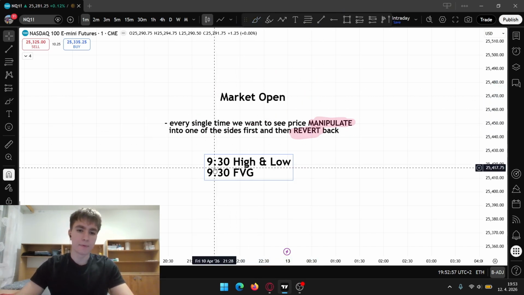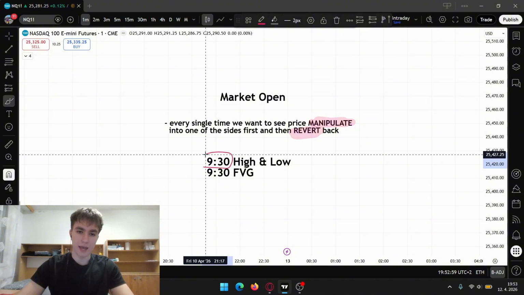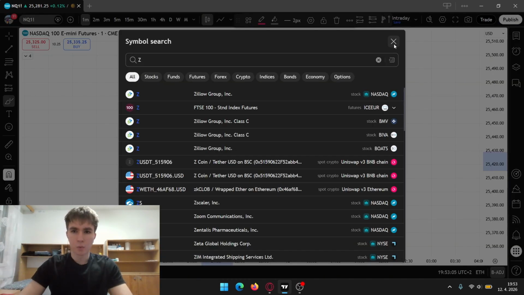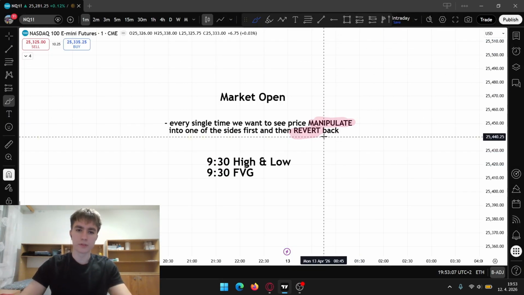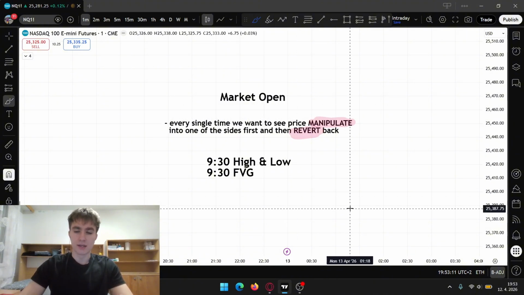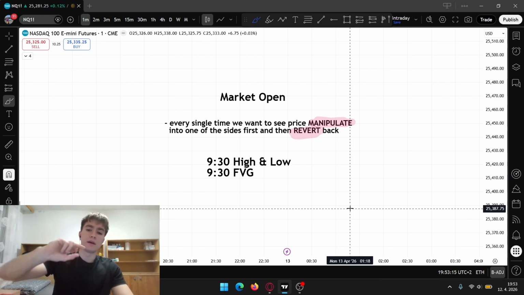Market open happens at 9:30 a.m. EST standard time, which is basically the New York time. And what do we want to look for when the market opens? We want to see a manipulation to one of the sides, taking out the resting pending orders, and then price to revert back into that original direction.